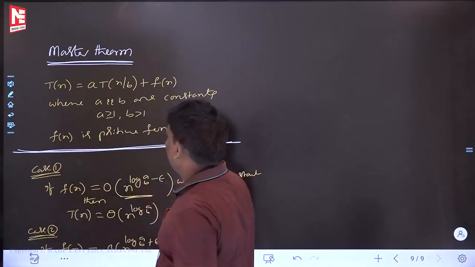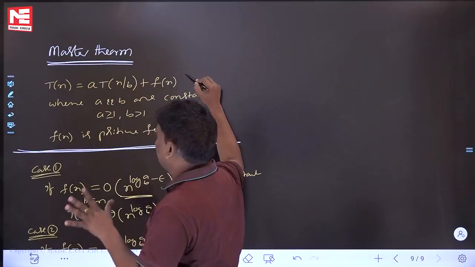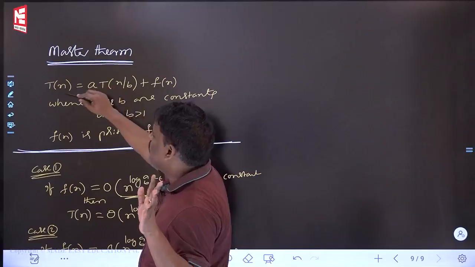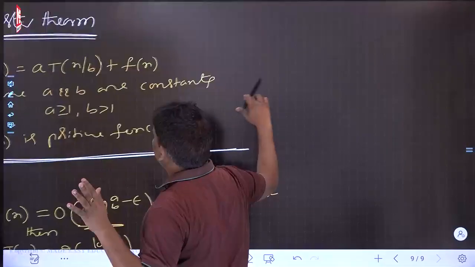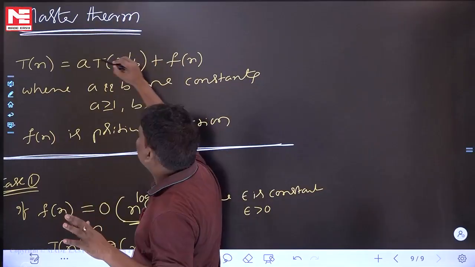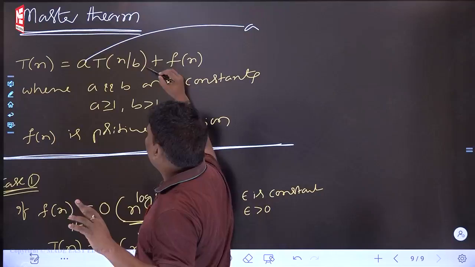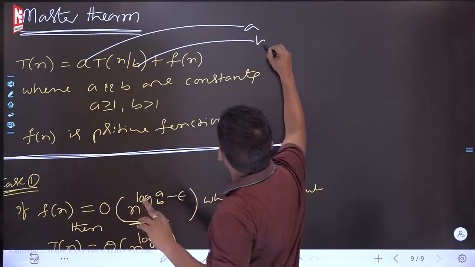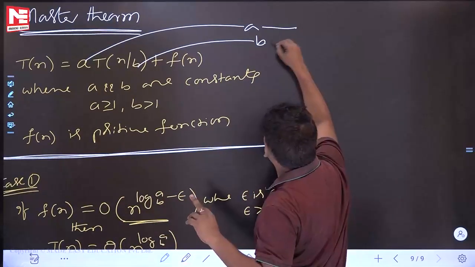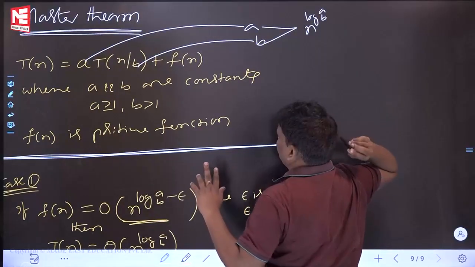If you have this recurrence, T(n) = a T(n/b) + f(n), please listen. By seeing this recurrence, can you say what the a value is? Whatever is there in this place, that is a. What is the b value? Whatever is there in the b place, that is b. Using these two, just find n power log a base b.